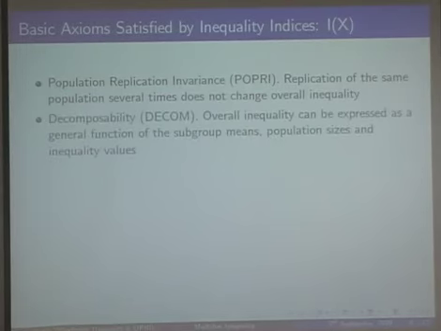Decomposability. So overall inequality can be expressed as a general function of the subgroup means, population sizes, and inequality values. If you have two different groups, overall inequality should be a function of the mean of each group, population sizes of the two groups, and inequality values: inequality of one group and inequality of the other group. You have seen this decomposition, Mariama has probably shown you.